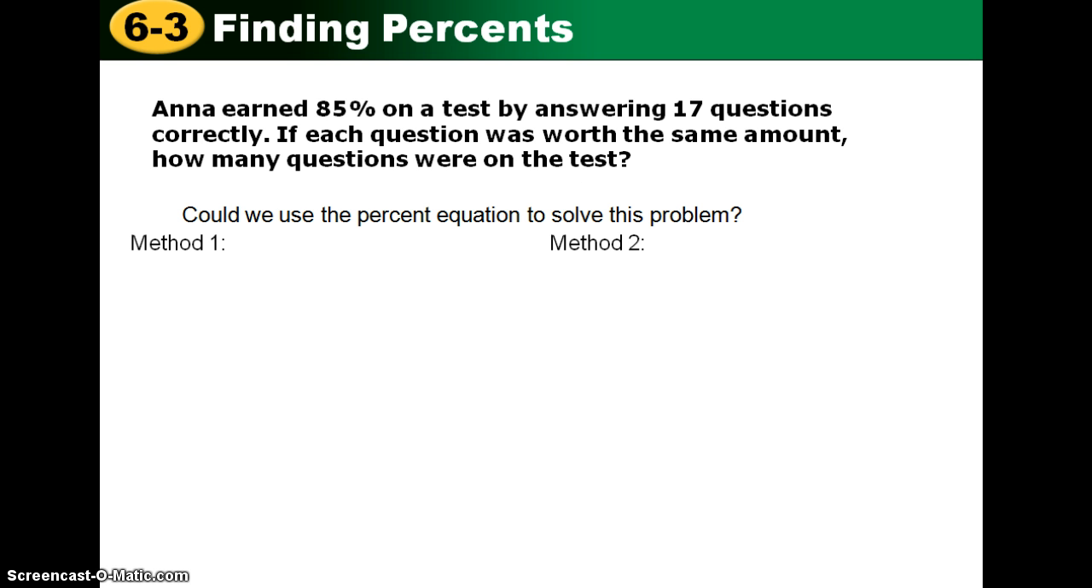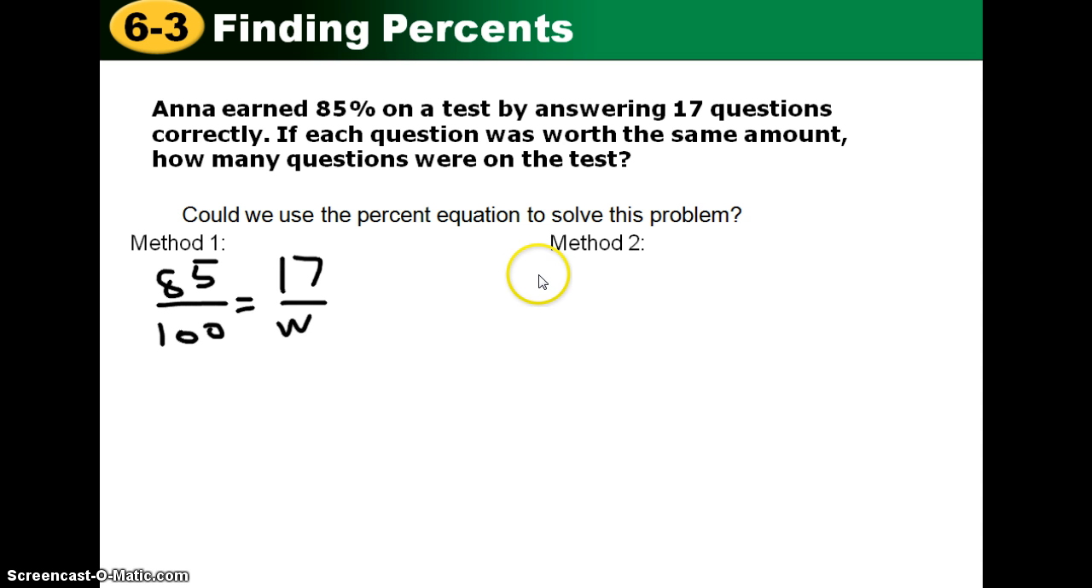Anna earned 85% on a test by answering 17 questions correctly. If each question was worth the same amount, how many questions were on the test? So we could use an equation, we could use a proportion. Method 1 would put 85% over 100 equals, she answered 17 correctly, so that must be a part of the test, and we're looking for the whole, and you can put whatever variable you want here. I'm going to put W for whole this time.